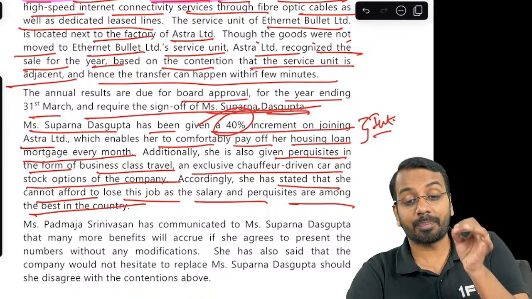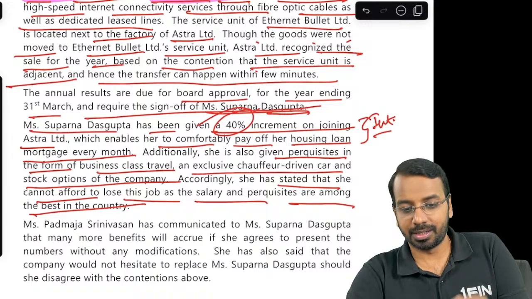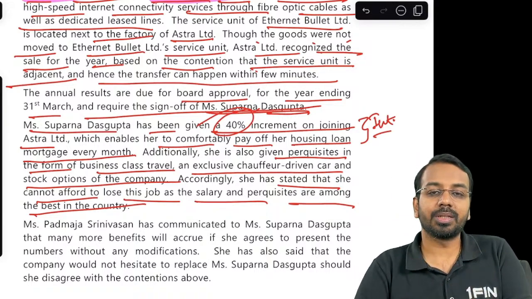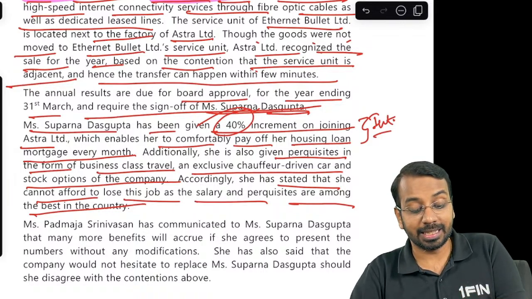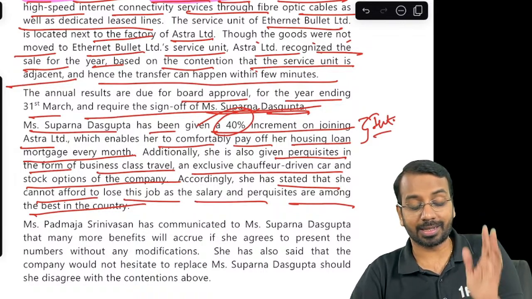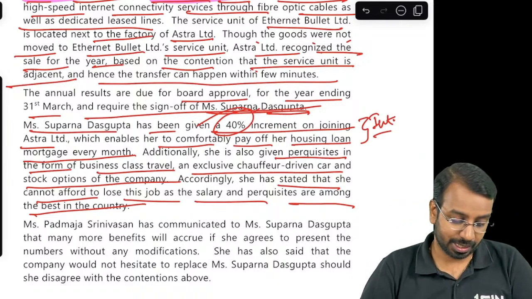there is a fear or there is a pressure, because if you do not declare the results, then the company may fire you, and if the company fires the person, she will not be able to get this extra money. She will not be able to enjoy all of these benefits. So that is why she is scared.